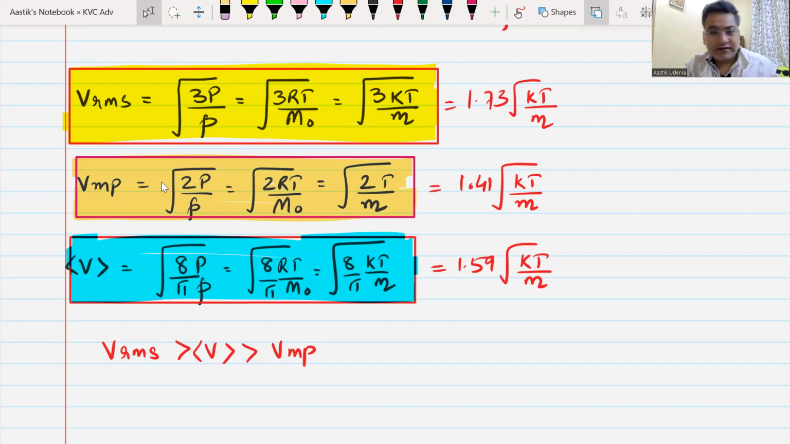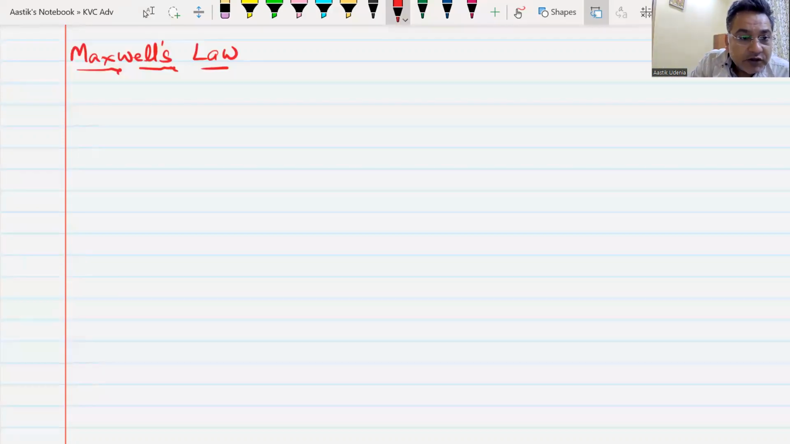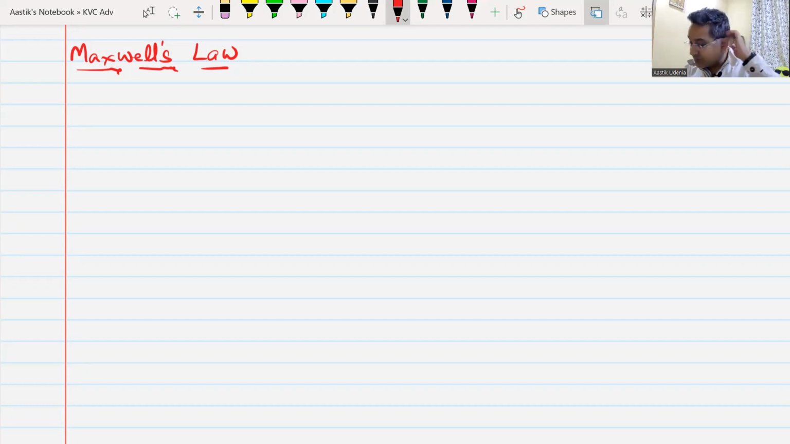There is one more topic that may not come as such, but may be coming in JEE Advanced. There could be a question based on this, known as Maxwell's law, or distribution of speeds. What is this Maxwell's law? It is the distribution of speed, and he tries to explain what this RMS speed is. See, RMS speed is just a mathematical calculation.